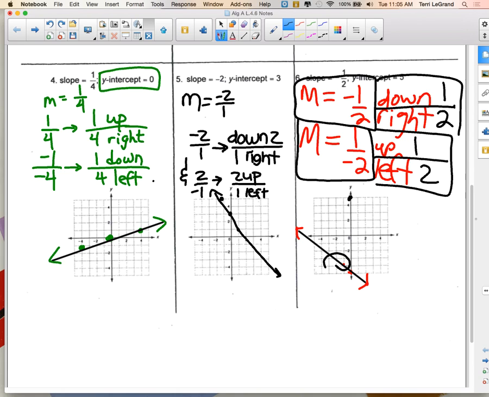Anybody have a problem with that one? Do you agree with him? Because he would have had to go up 1. Did he go over to the left 2? He only went one. Okay, watch. Up one, left one. Up one, left two. Okay, so here's the deal.